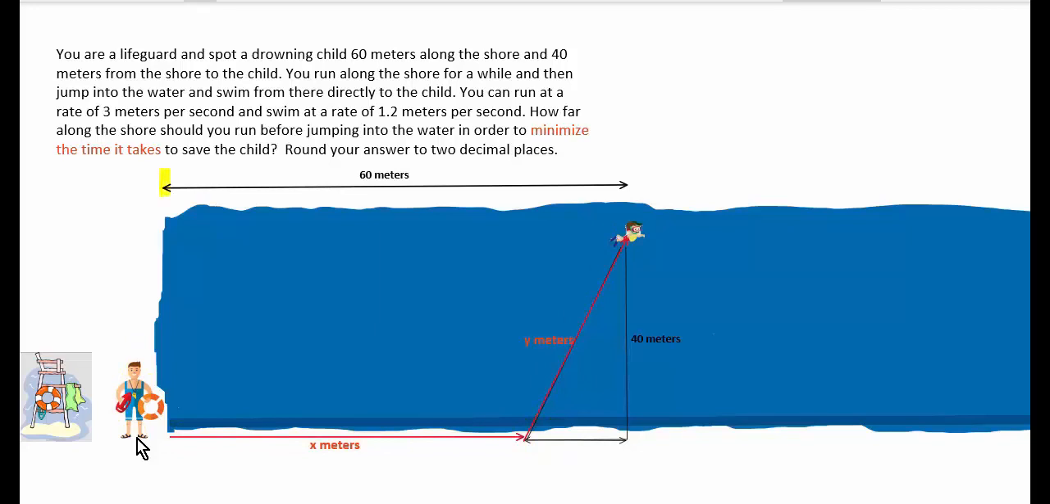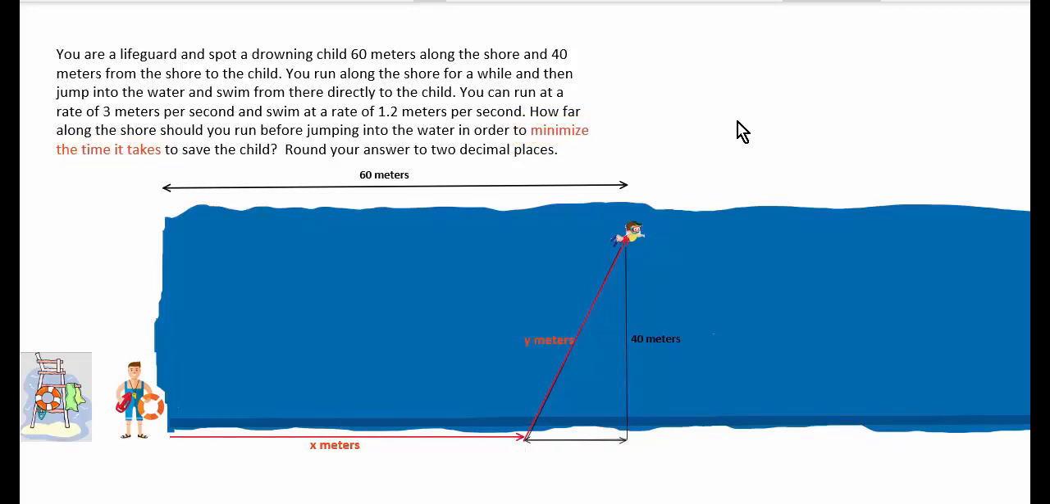It is given that the horizontal distance between the lifeguard and the child is 60 meters, and the vertical distance between the lifeguard and the child is 40 meters. It is also given that the lifeguard can run at 3 meters per second and swim at a rate of 1.2 meters per second. The problem is to minimize the time it takes to save the child by finding the exact location on the beach for which the lifeguard would enter the water. In other words, how many meters should he run down the beach?